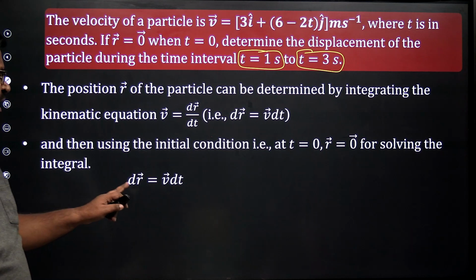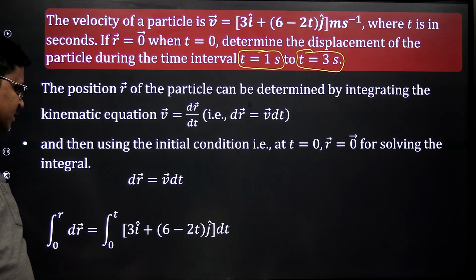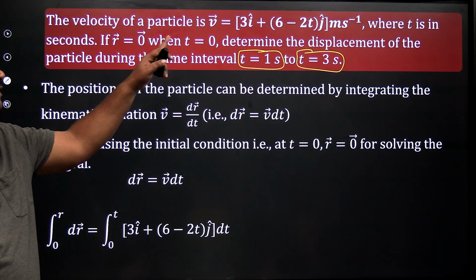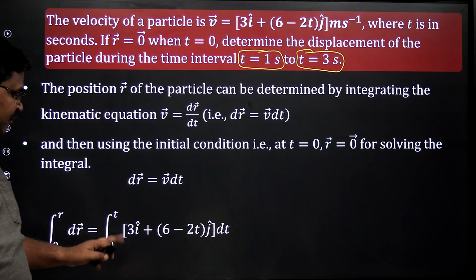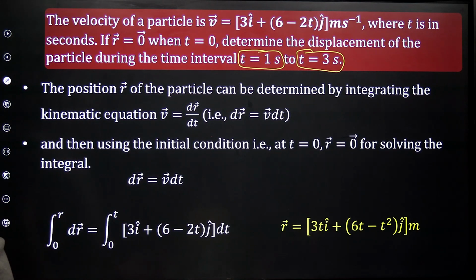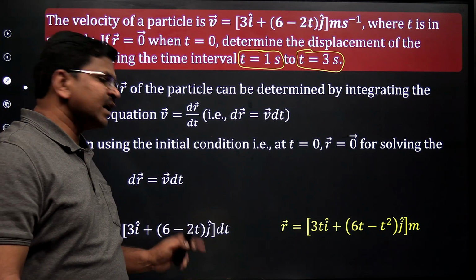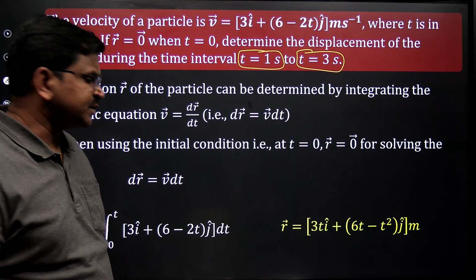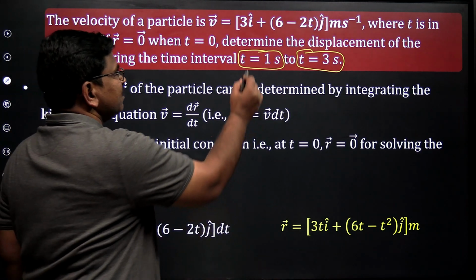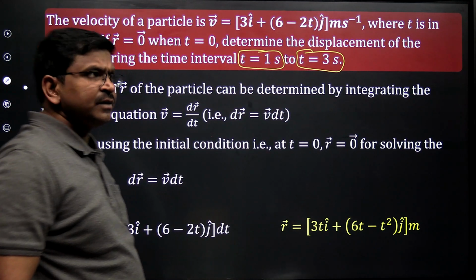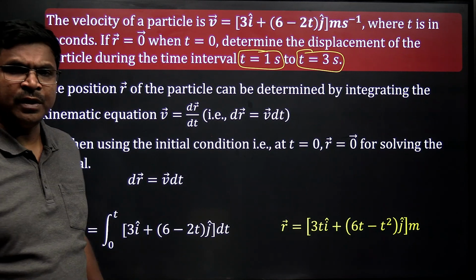dr equals v dt, so by integrating on both sides, with velocity given as 3i plus (6 minus 2t) j: the integral of 3 is 3t, the integral of 6 is 6t, and the integral of 2t is 2t square by 2, that is simply t square. So this is the position. And we want the displacement from 1 to 3.